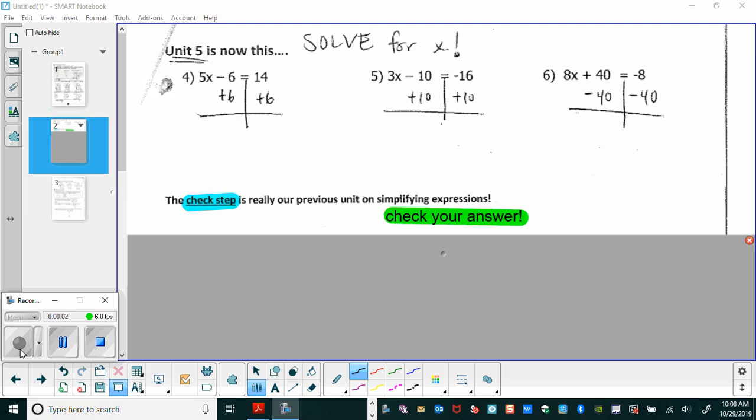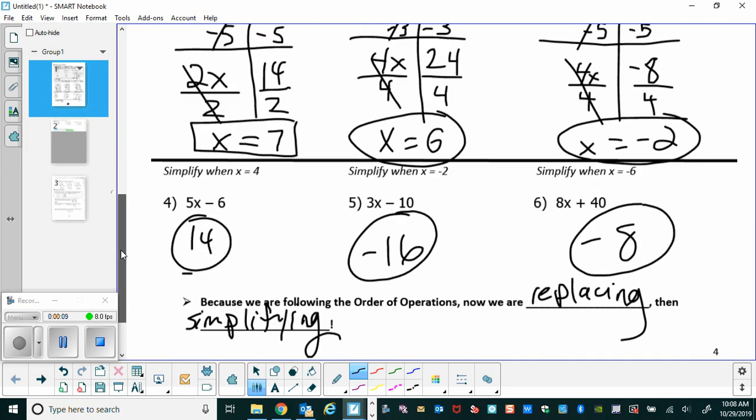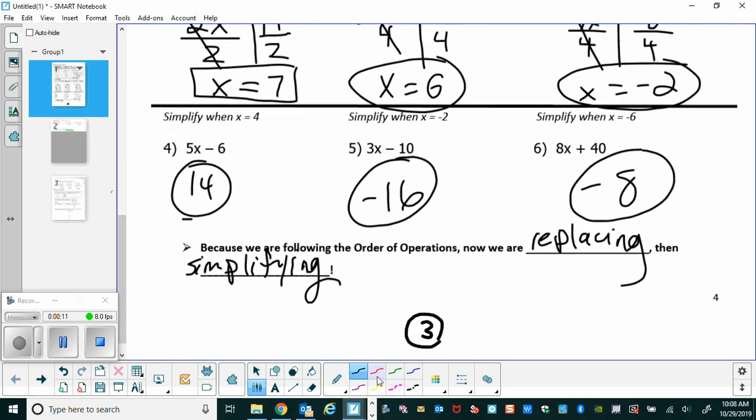So I'm with you guys on page 4 right now. We're going to continue walking you guys through how to solve for x in our new unit. I want to remind you guys that we have taken a look at the bottom of page 3. Our previous unit was simplifying, and all we did was take a value and plug it in.